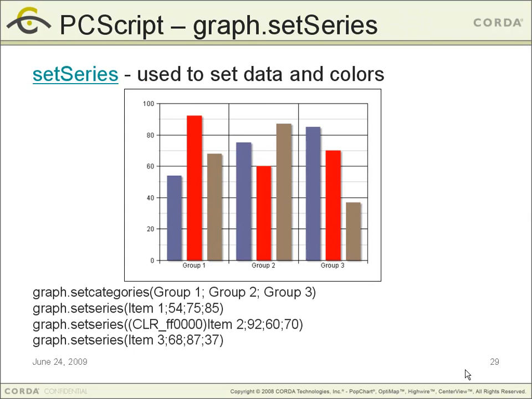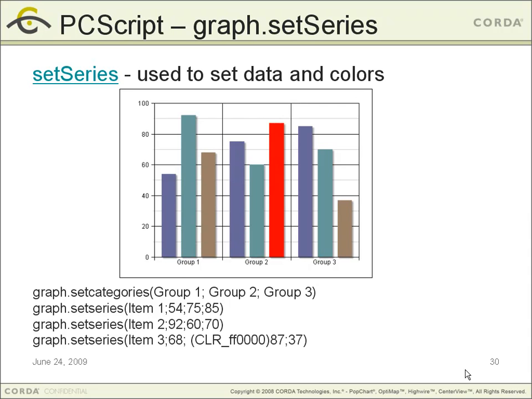You can do the same thing with set series. I've seen several instances of a set series where we're setting the values, but in this case we're going to change the color of one of the series. So we're going to change the color of the series named item 2 to be red, and you'll see that that happens in all of the categories. You can also do it for a very specific element. So in this case we're setting it just for the value 87 in the series item 3. That one will be red.